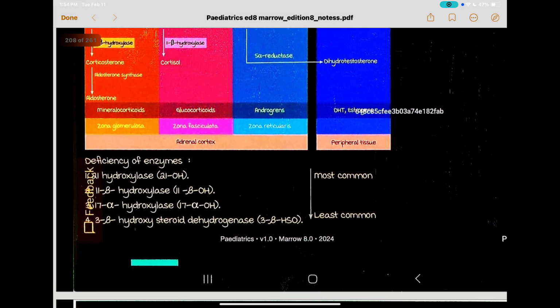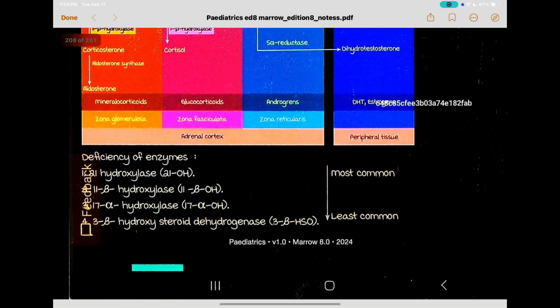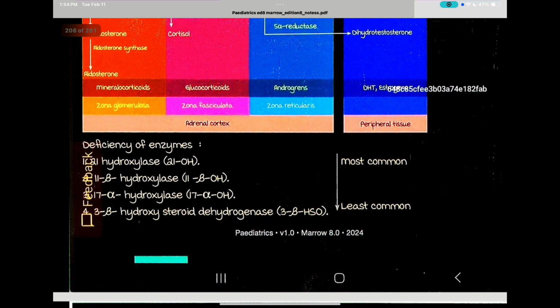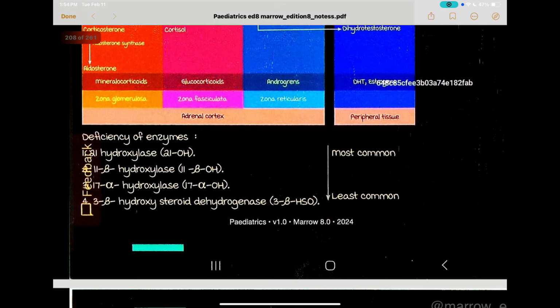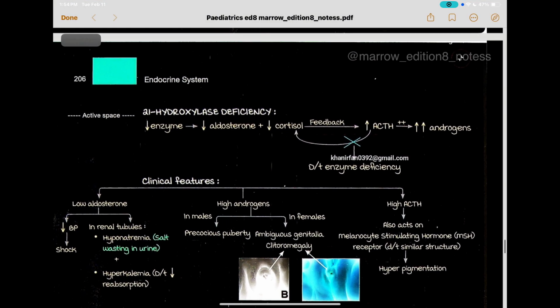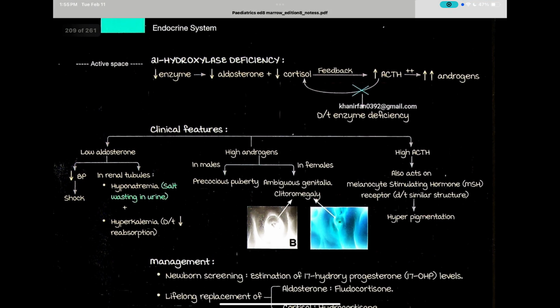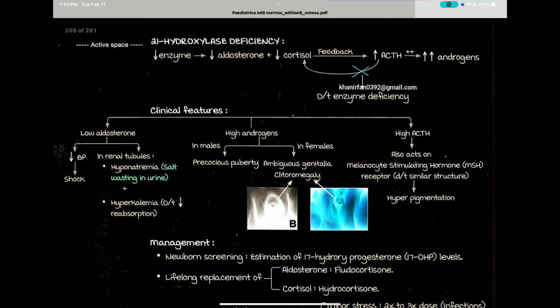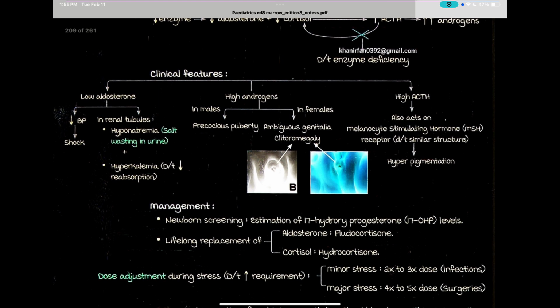Deficiency of enzymes: the most common is 21 hydroxylase deficiency. In 21 hydroxylase deficiency, there is decreased enzyme, decreased aldosterone, and decreased cortisol. Feedback increases ACTH, which drives increased androgen production. Due to the enzyme deficiency, you have increased androgens.